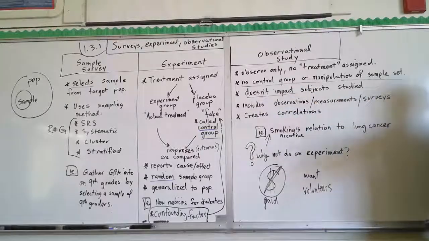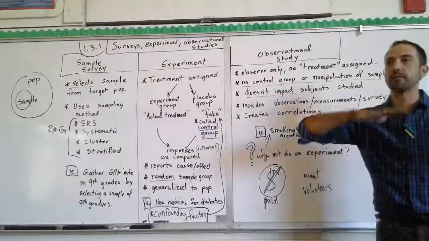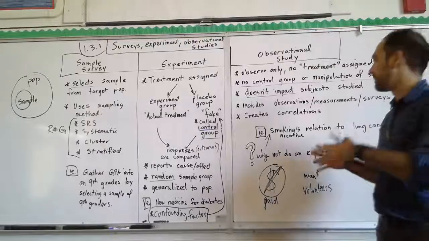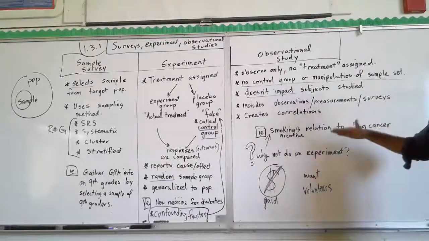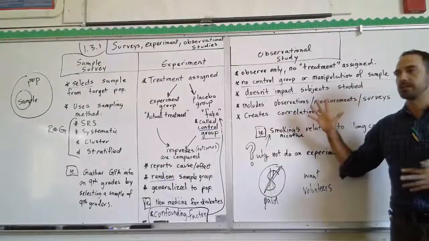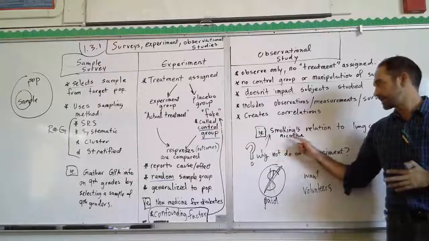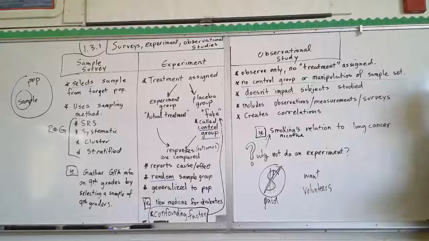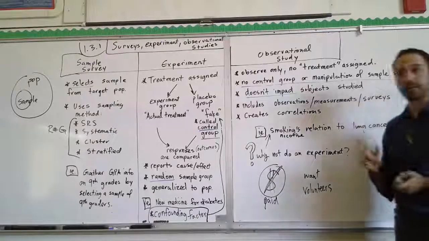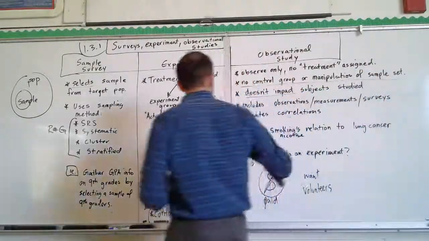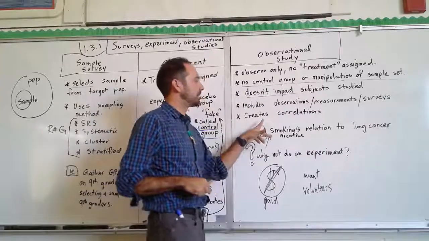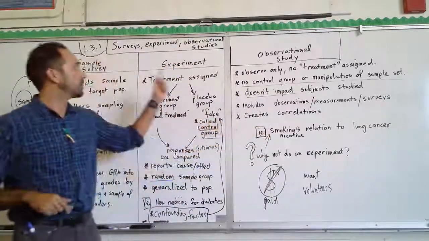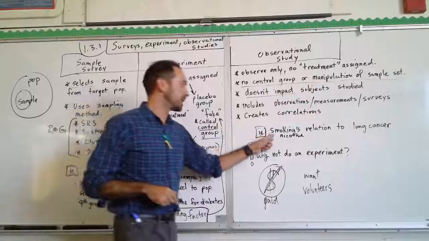Here's my example. I think this is going to help us see what this is completely. The example is smoking nicotine's relation to lung cancer. Now, with your neighbor, I want you to talk for 30 seconds. Why is this not an example I can use with an experiment? Smoking nicotine's relation to lung cancer. Why can that not be an experiment? So with your neighbor, talk for 30 seconds. We'll come back quick.